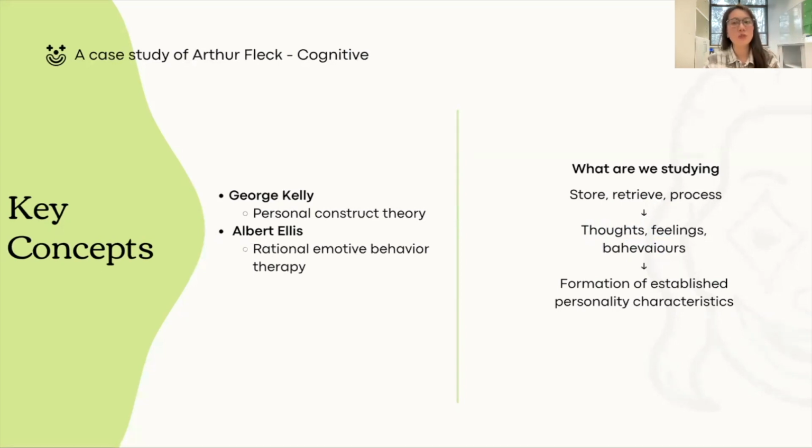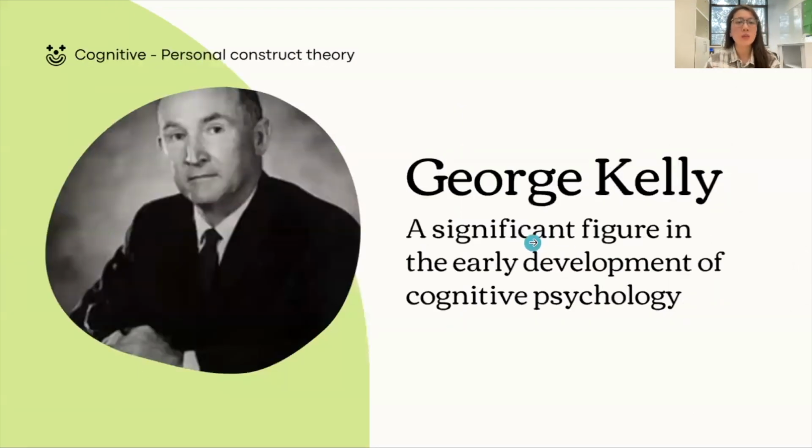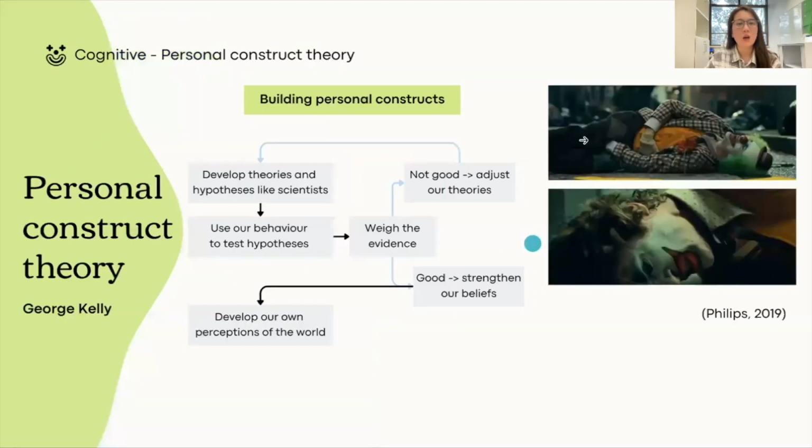So today we will introduce two important theories which are proposed by George Kelly and Albert Ellis to understand how to learn a person from a cognition perspective. Then we come to the first theory, the personal construct theory.